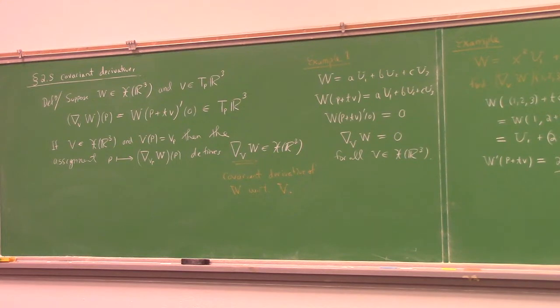So V, W, vector fields on R3, then the covariant derivative of V in the W direction is equal to the sum, j equals 1 to 3, of V acting on Wj in the Uj direction.